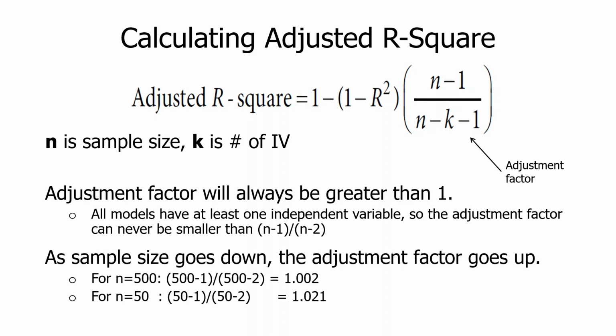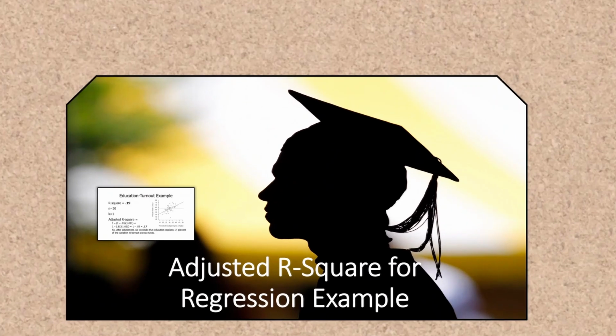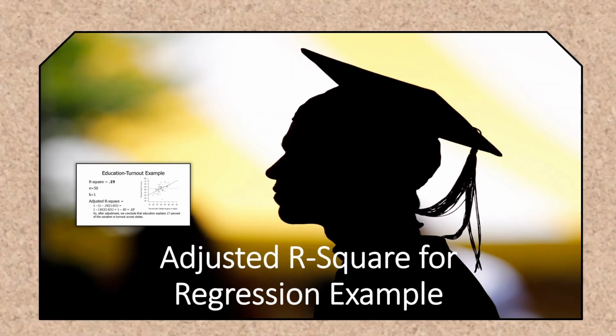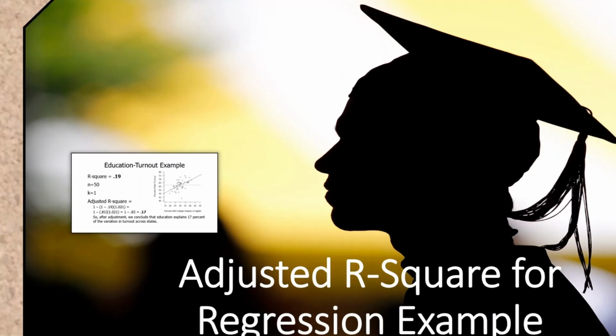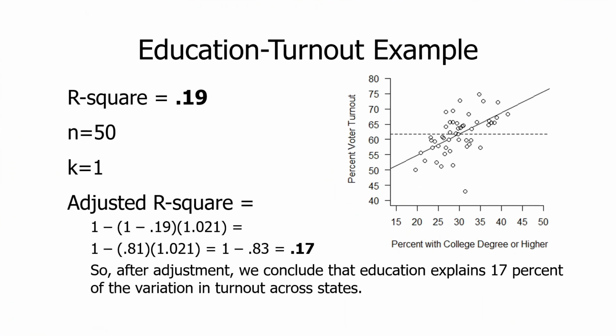To return to our example in the text, we calculated R-square at 0.19. Here are the elements. The size of the sample is 50 because we have 50 states. We were using one independent variable, so k equals 1. So adjusted R-square is going to be equal to 1 minus 0.19 times 1.021, which is the adjustment factor for our particular example. And that works out, if you do the math here, to an adjusted R-square of 0.17.